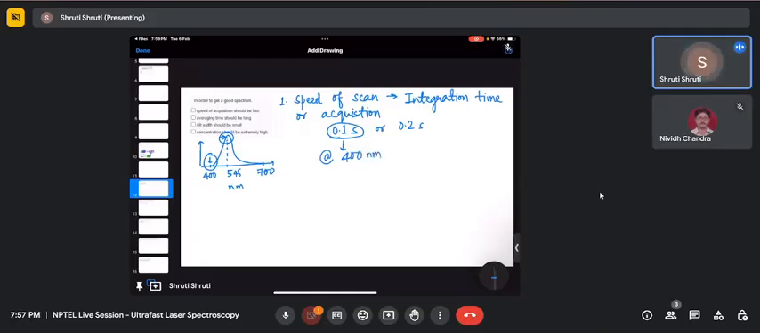And sodium vapor lamps have two wavelengths, generally 589 nanometer and 589.6. This comes from the energy level diagram of sodium. So it emits only these two wavelengths. Next is the deuterium lamp.